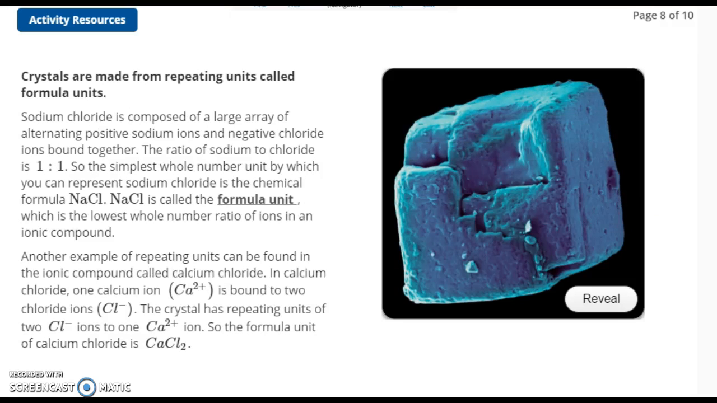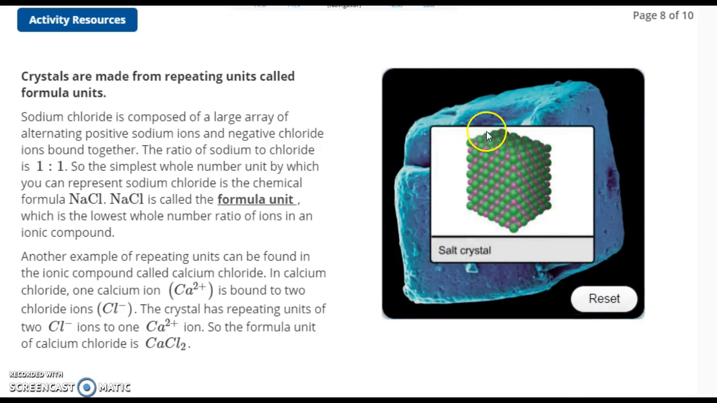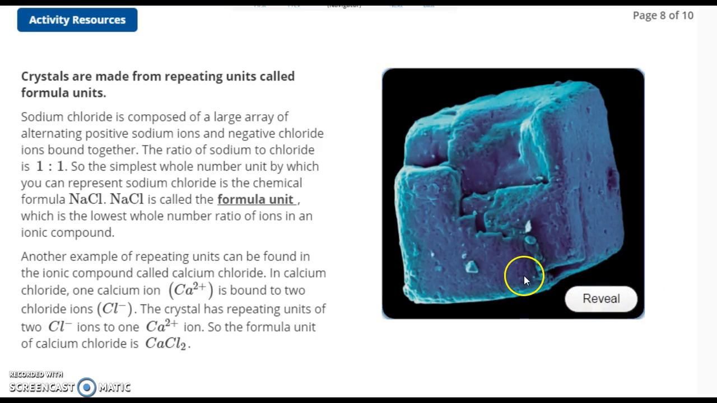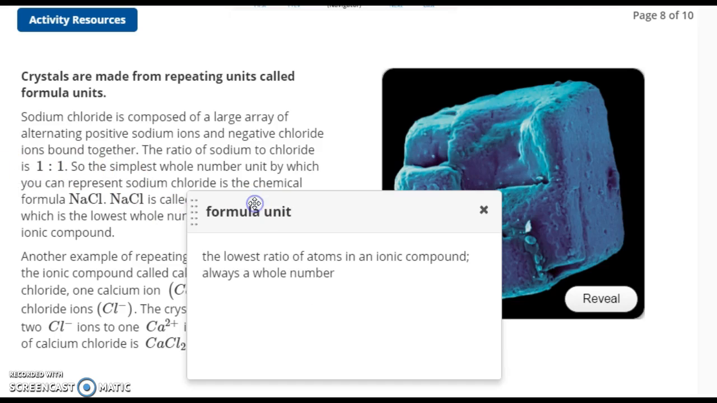Crystals are made from repeating units called formula units. So the fact that we have this cube is because here it's repeating positive, negative, positive, negative, positive, negative. Sodium chloride is composed of a large array of alternating positive sodium ions and negative chlorine ions bonded together. The ratio of sodium to chloride is 1:1. So the simplest whole number unit by which you can represent sodium chloride is the chemical formula NaCl. NaCl is called the formula unit, which is the lowest whole number ratio of ions in an ionic compound.